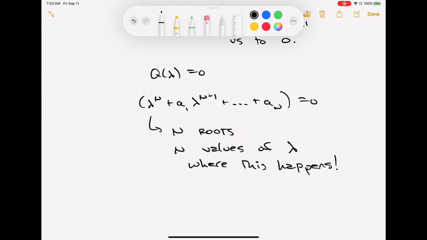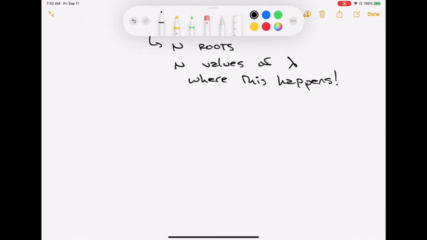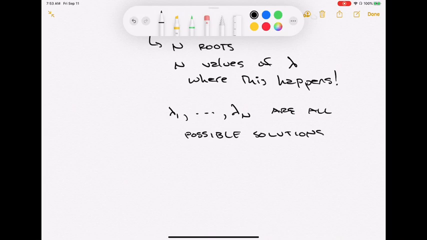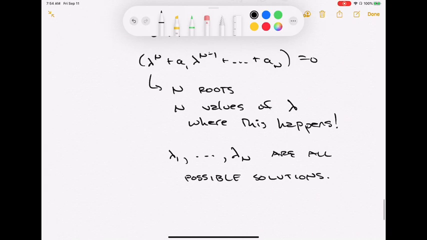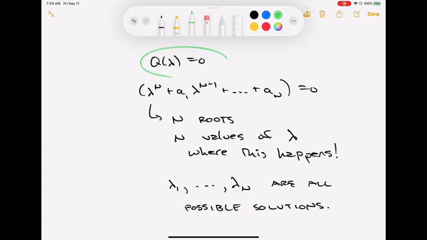So what does that mean? That means that if I count those up, lambda 1 all the way out to lambda n are all possible solutions. So for an nth order differential equation that has that nth order polynomial in D, we find out that an exponential can solve that zero input response with n different exponentials, as dictated by lambda 1 through lambda n, which comes from setting Q of lambda equal to 0.